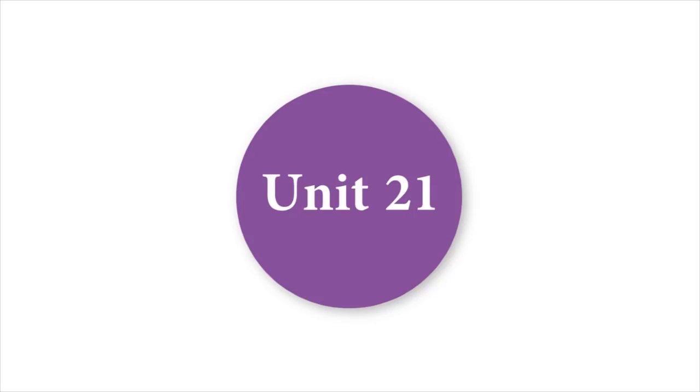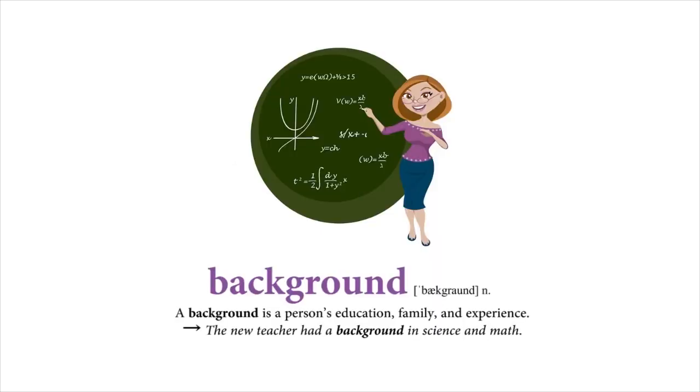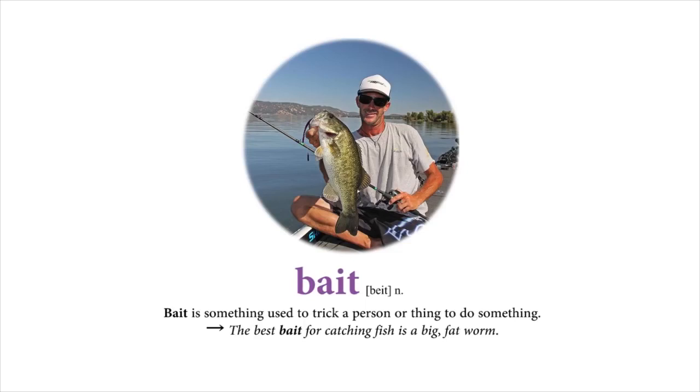Unit 21. Word list. Background. A background is a person's education, family, and experience. The new teacher had a background in science and math. Bait. Bait is something used to trick a person or thing to do something. The best bait for catching fish is a big fat worm.